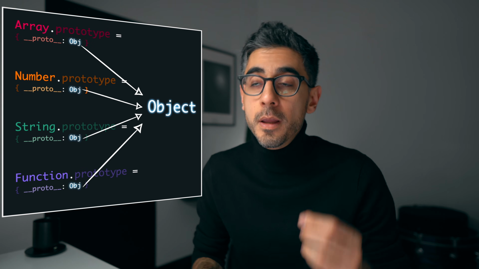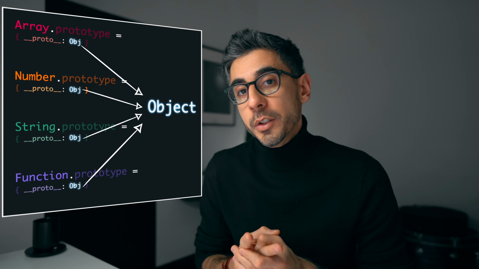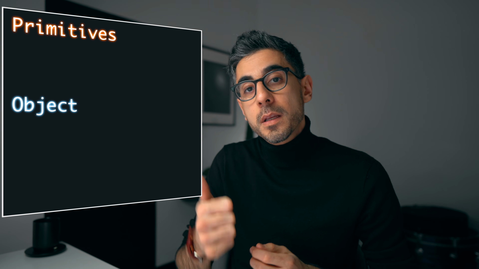In episodes 1 and 2 of this series, we talked a lot about inheritance and how in JavaScript, prototypes are the way we create inheritance hierarchies. I also showed you that everything eventually is an instance of the object type. The truth is, however, that there are two types of values, not just objects: primitives and objects.